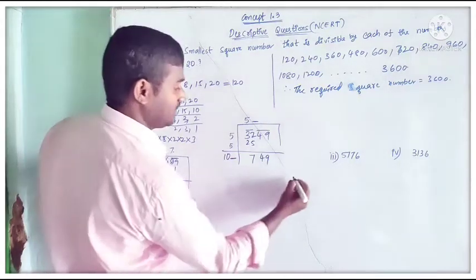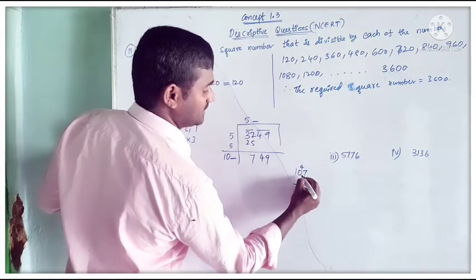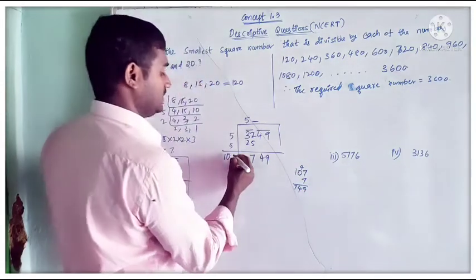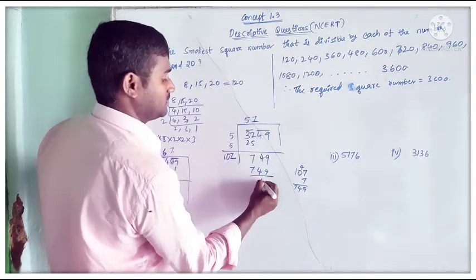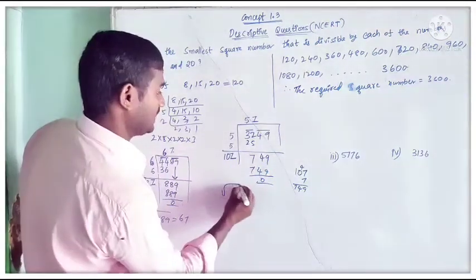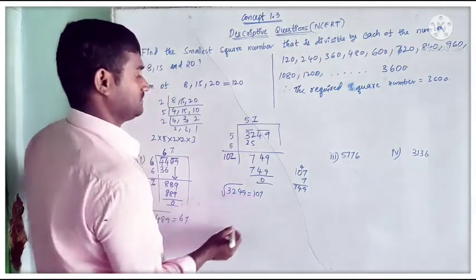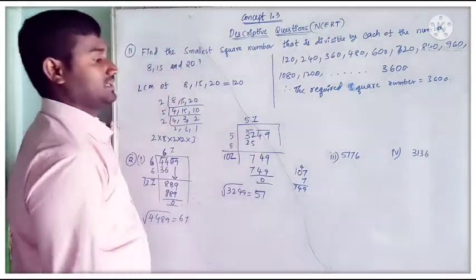One I am taking here: 107 into 7. 7 sevens are 49, 4 carry. 7 into 0, 0, 0 plus 4, so 4; 7 ones are 7, 749. So it is equal to 0. Therefore, the square root of 3249 is equal to 107. Sorry, 57. That is the number we have. That only, 57.